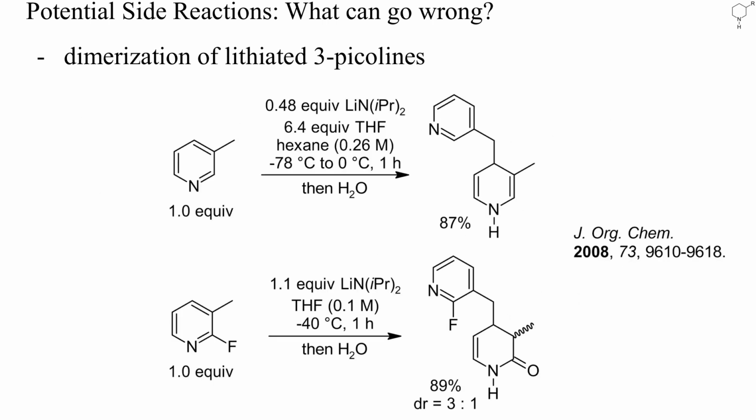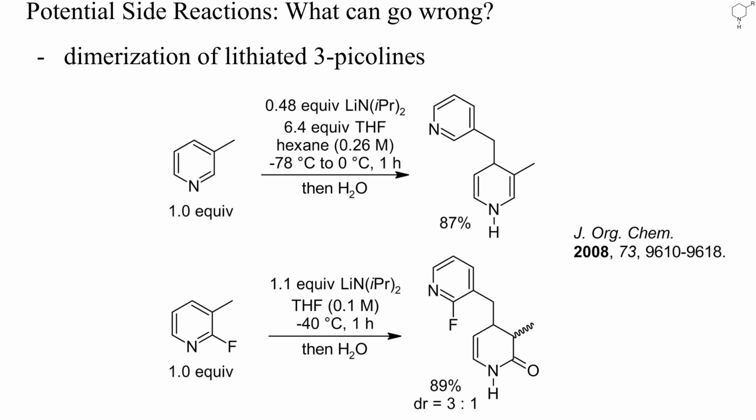2- or 4-methylpyridines are acidic and easy to alkylate, acylate or olefinate at the methyl group. 3-Methylpyridine is much less acidic, though. Lithiation of the latter yields a highly reactive intermediate that tends to dimerize before reacting with other electrophiles. 2 examples are shown here.